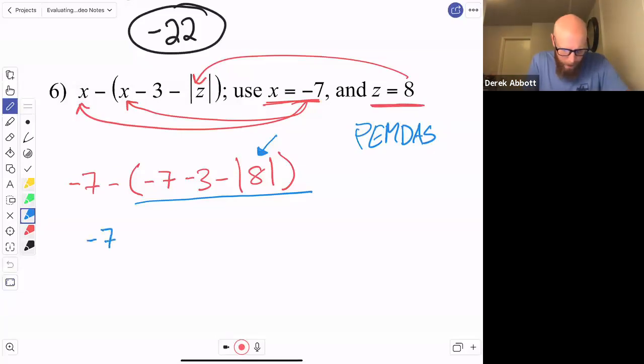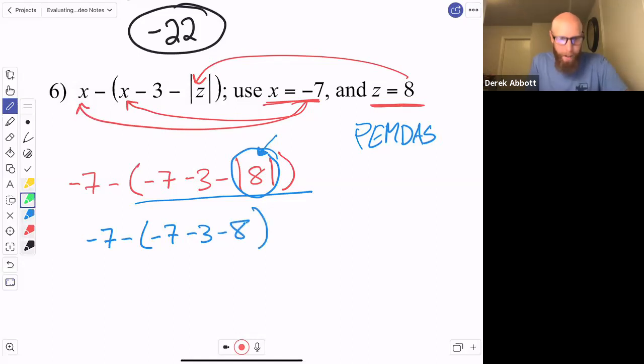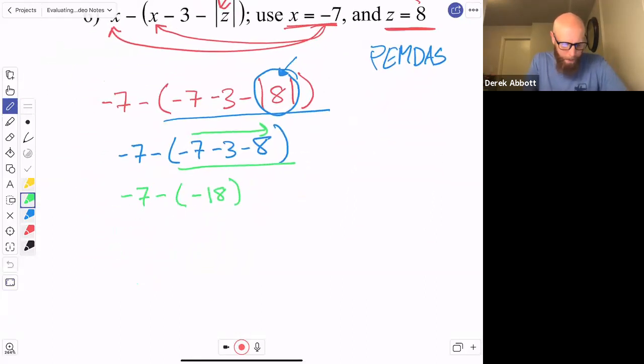So I'm going to go -7 minus -7 minus 3 minus absolute value of 8, which is just a +8. Okay, that took care of that. So let's keep working inside the parentheses. -7 minus, let's work left to right. And since it's all the same operation, I'm just going to do this at one time. -7 minus 3 is -10 minus 8. That's going to give you a -18. Right? So that's what that one looks like right there.